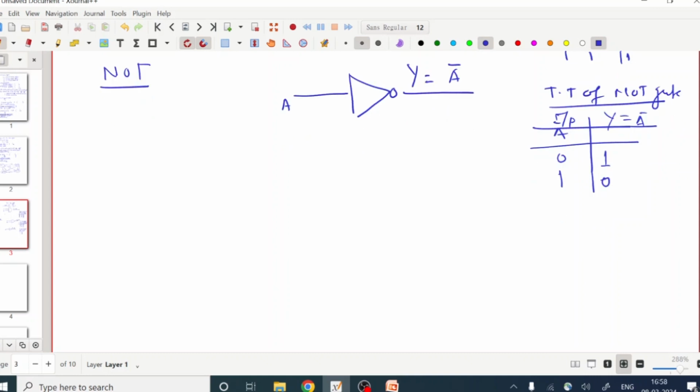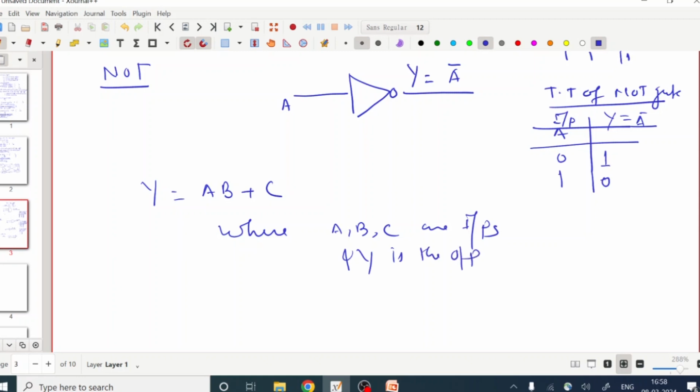We will discuss how to represent any Boolean function, and how we implement a Boolean function, when we start that discussion. But here let us take an example. Suppose we want to implement Y equals AB plus C. Here A, B, C are inputs and Y is the output.